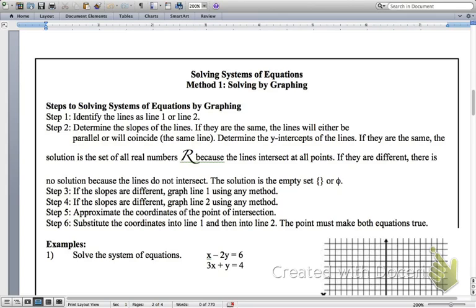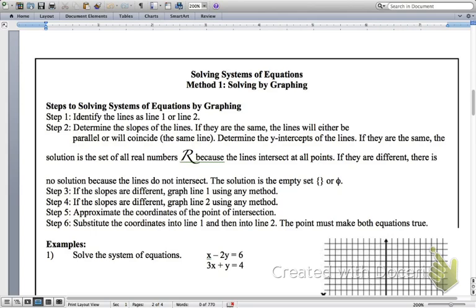The first method to solve systems of equations is to graph. Step 1. Identify the lines as line 1 or line 2. Step 2. Determine the slopes of the lines. If they're the same, the lines will either be parallel or they'll be the exact same line. Determine the y-intercepts. If they are the same, the solution is all real numbers because they are the same line. If they're different, there's no solution because they never intersect.